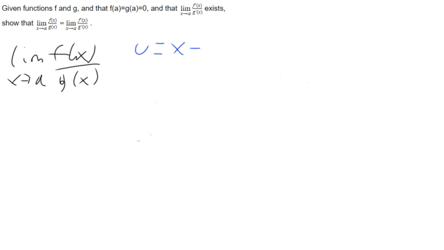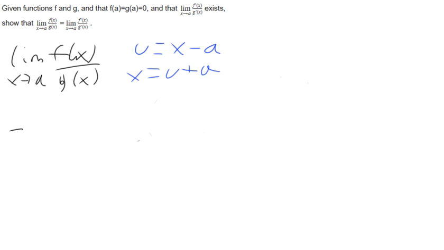So we don't know how to handle x going to a, but we do know how to handle x going to 0. So I'm going to take a look at the limit as x goes to a of f of x over g of x, and I'm going to make a substitution because I'd like to have a limit with some variable going to 0. So I'm going to take a new variable u, and I'm going to assign it to be x minus a, because that way, as x goes to a, u will go to a minus a, which is 0. And while I'm at it, let me add a on both sides so I can solve for x. So x will be equal to u plus a.